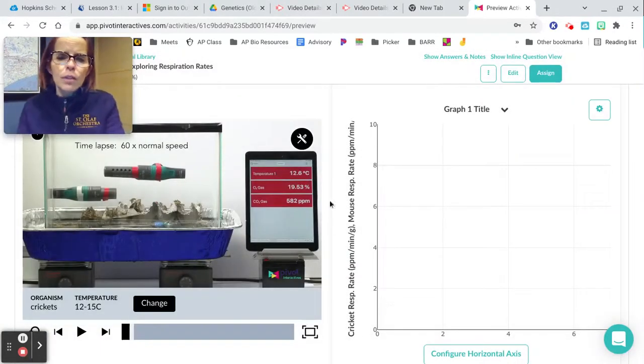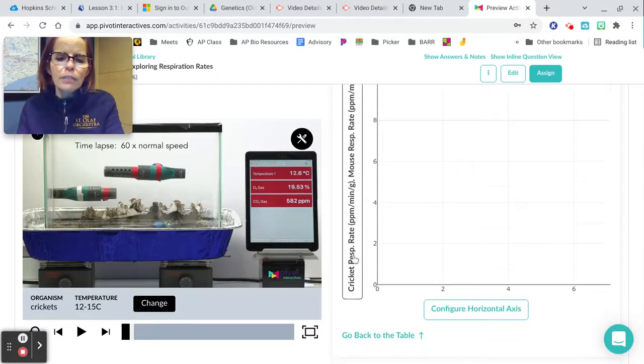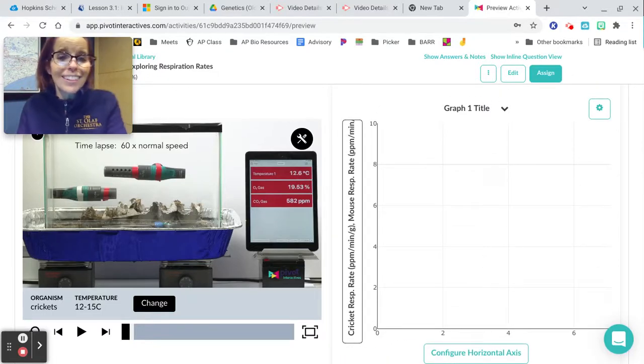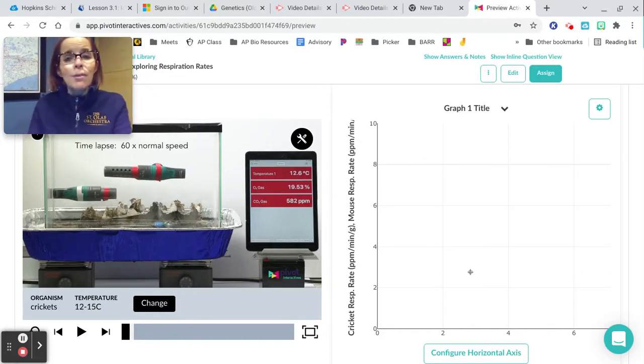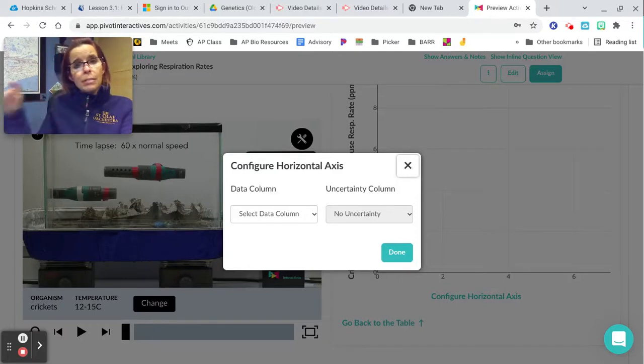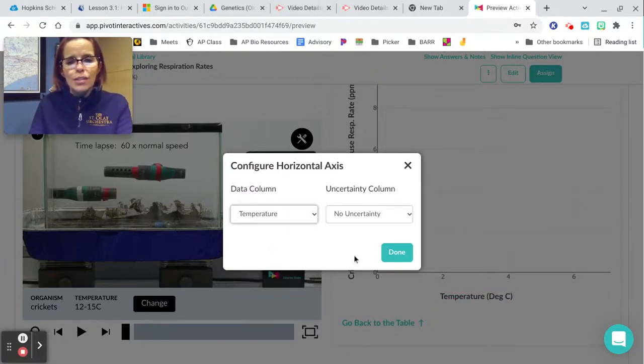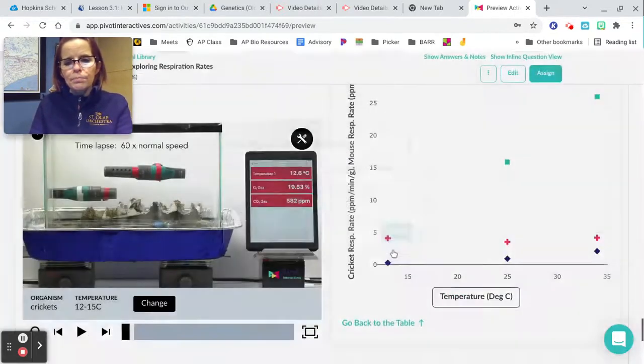And now this is unfortunate, but your labels here get cut off. There's not enough room. It says cricket respiration rate, mouse respiration rate, and then you can't see the rest of the respiration rates there, but they're all there. Let's go ahead and configure the horizontal axis. So that's what we're purposely changing. So that's our independent variable in this case. And so the independent variable is the temperature. That's what we're purposely changing. So I'm going to hit done.